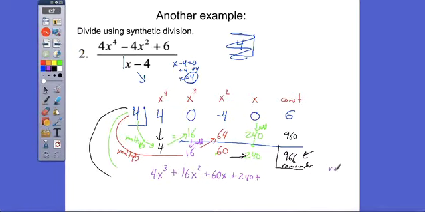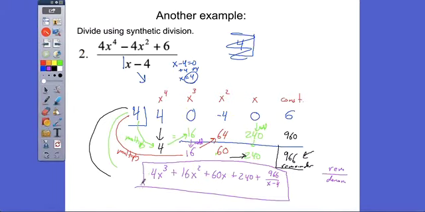Remember, it's always the remainder over the denominator of the original. So we say plus the remainder, 966, over what we divided by, which was x minus 4. And that is the result of your synthetic division.